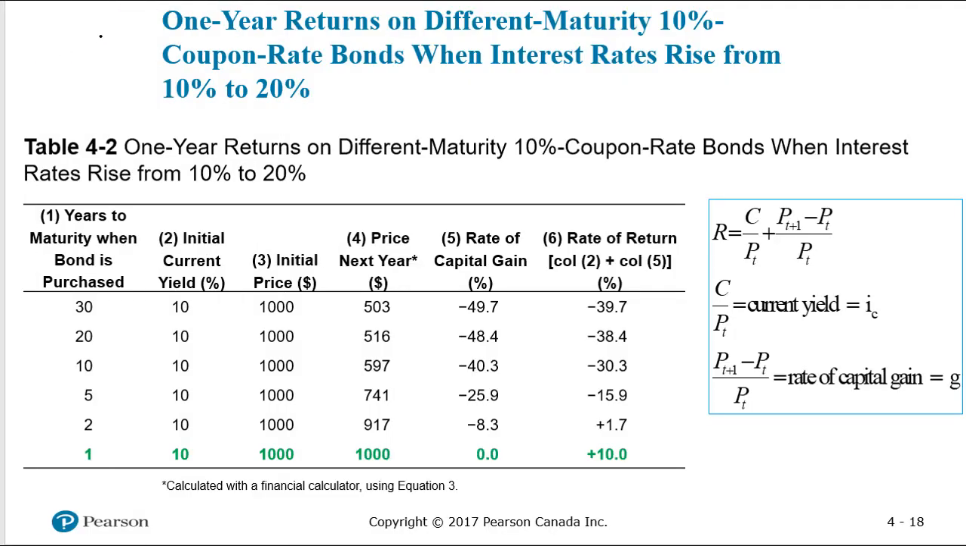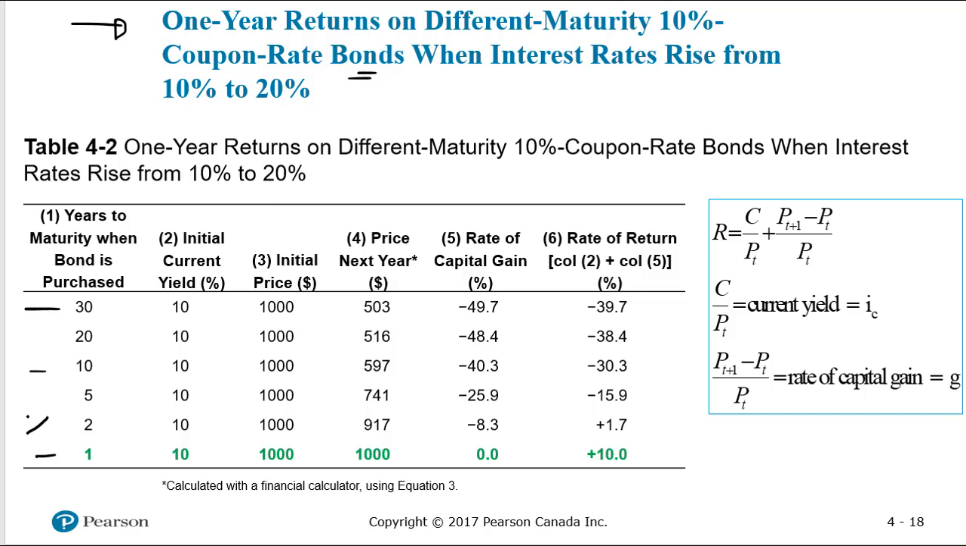This slide is going to take us through one-year returns on different maturity, 10% coupon rate bonds. So different maturities. This one has a 30-year maturity. This has a one-year maturity, and so on. They're different maturity bonds, but they have the same coupon, 10%. And what's going to happen after one year when interest rates rise from 10% to 20%?